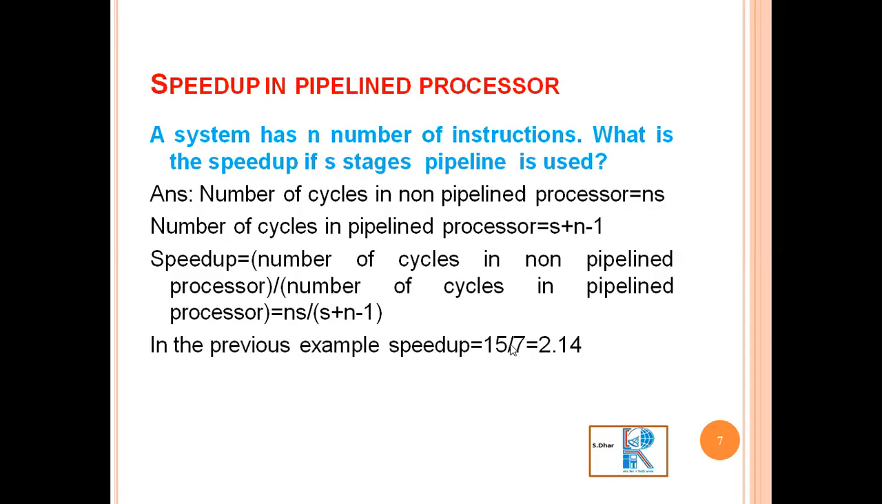In the previous case, nS was 15 and S plus n minus 1 was 7. So what is the speed up? 15 by 7 means 2.14. That means more than double. See here, if I use the pipeline, we will get a speed up of more than double. This is the reason for using the pipeline, to increase the performance of the system. You will get a speed up of more than 2 times. So this is the principle of the pipeline, and this is the performance if I use a pipeline. Clear?